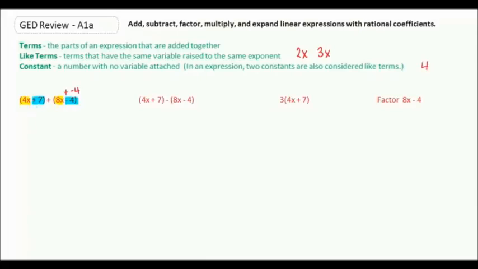So 4x plus 8x, we add the coefficients together. 4x plus 8x gives us 12x. And 7 plus a negative 4 is a positive 3. So our answer is 12x plus 3.